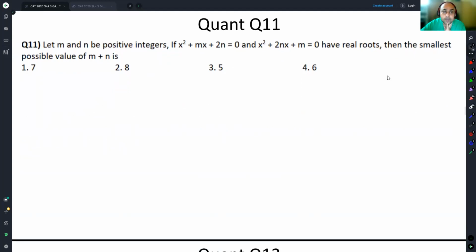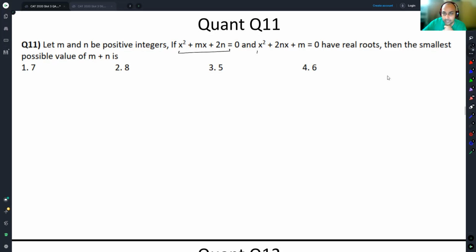Let m and n be positive integers. The equations x squared plus mx plus 2n equals 0 and x squared plus 2nx plus m equals 0 have real roots. Then the smallest possible value of m plus n is. Okay. Things you like to see.